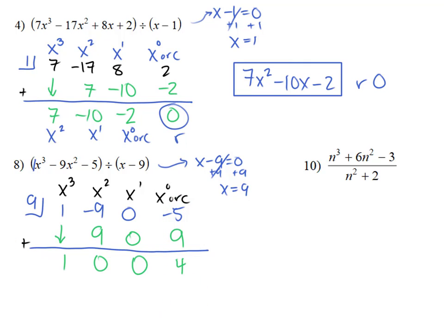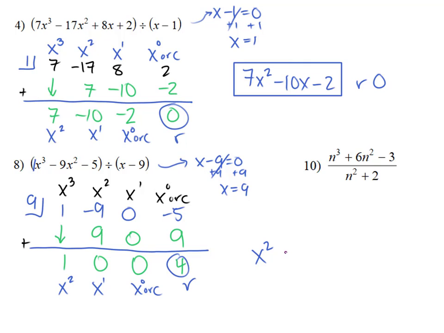So let's interpret our answer. Remember, this very last calculation is our remainder. This would be x to the 0, or our constant, and x to the first, and x to the second. So we have 1x squared. We don't have any x to the first, so we can just omit that term or leave it out. We don't have any constants either. So we just end up with x squared with the remainder of 4.